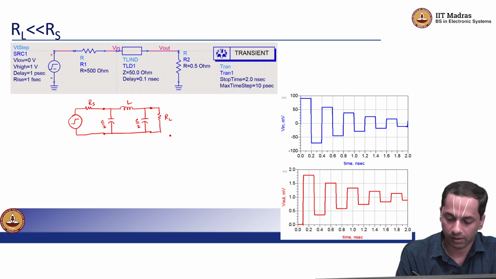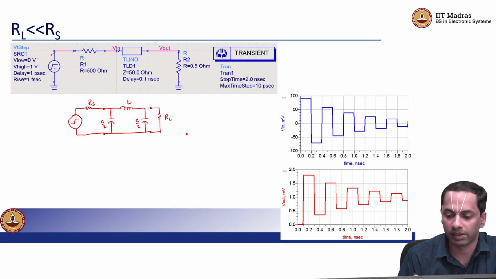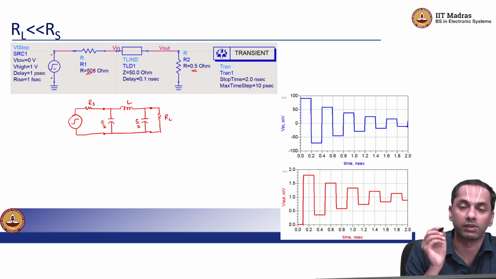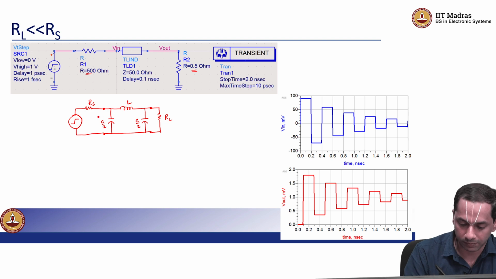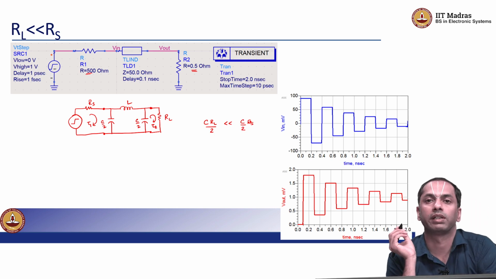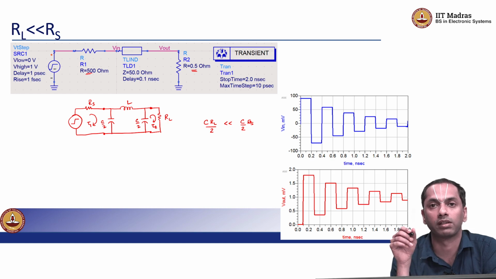So this time the only comment we can make in terms of comparing time constants is that of the time constant related to the load resistance and the source resistance. This time the load resistance is only half an ohm, a very small resistance, compared to the source resistance which is 500 ohms. So if I were to look at the independent time constants, what can we comment about? We can say that C times RL by 2 is going to be much smaller than C times Rs by 2, because Rs and RL differ by a factor of 1000. One is 500 ohms and another is only half an ohm.